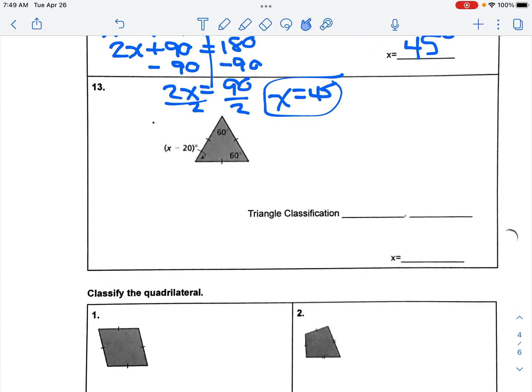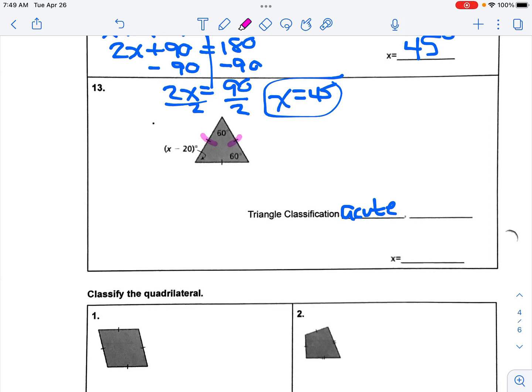Number 13. So we're going to classify the triangle. So I can see that all angles are acute. If all three angles are acute, it's called an acute triangle. I also see tick mark, tick mark, tick mark on all three sides. If all three sides are congruent, that's called equilateral.